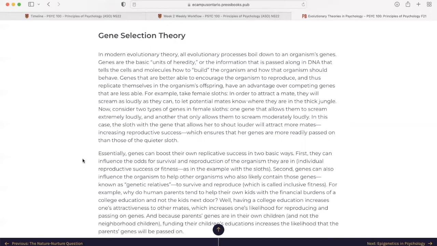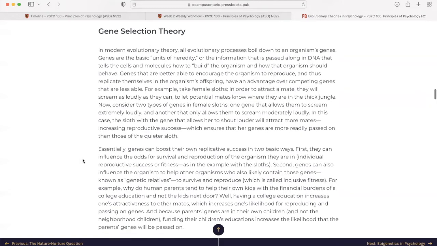For example, take female sloths. In order to attract a mate, they will scream as loudly as they can to let potential mates know where they are in the thick jungle. Now, consider two types of genes in female sloths. One gene allows them to scream extremely loudly, and the other only allows them to scream moderately loudly. In this case, the sloth with the gene that allows her to shout louder will attract more mates, increasing reproductive success, which ensures that her genes are more readily passed on than those of the quieter sloth.